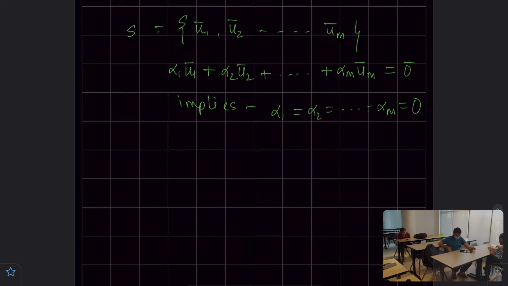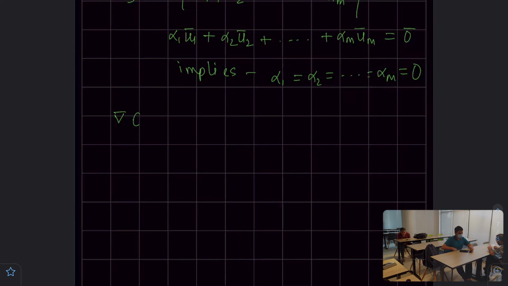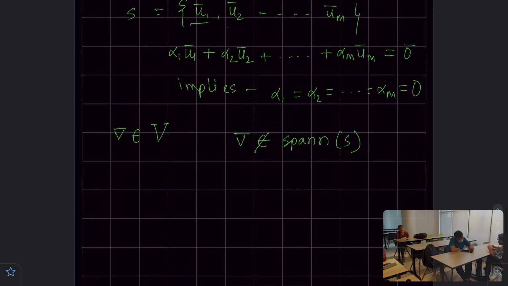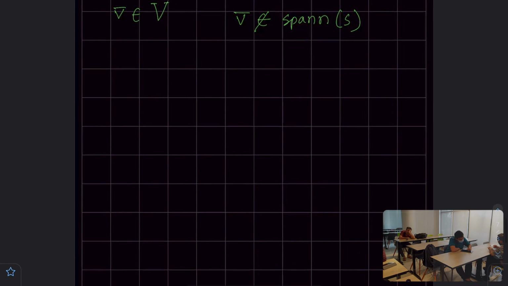Right? Now I'm considering another vector V that belongs to the vector space V, and I'm saying this vector V is not contained in the span of this set S. Okay. So what is the span of this set S? Any linear combination of the vectors u1, u2, um, up to un. Now if I consider this linear combination alpha 1 u1 vector plus alpha 2 u2 vector plus alpha m um vector plus beta v vector equal to 0, so I'm just taking this linear combination for now.